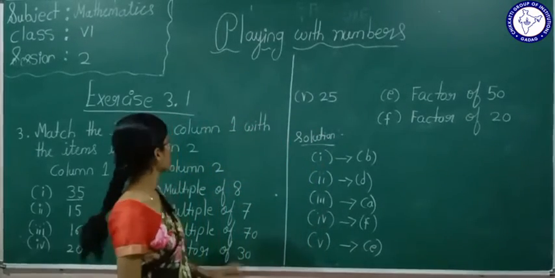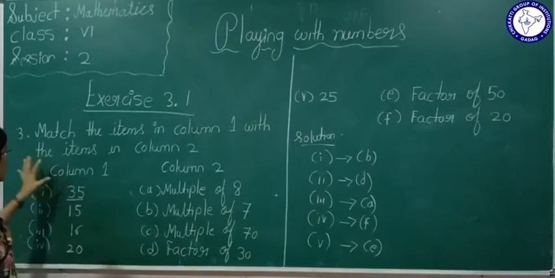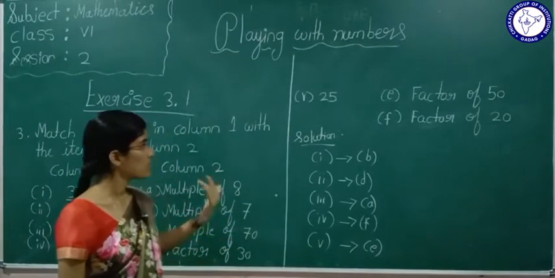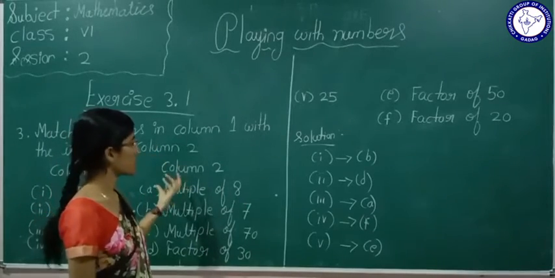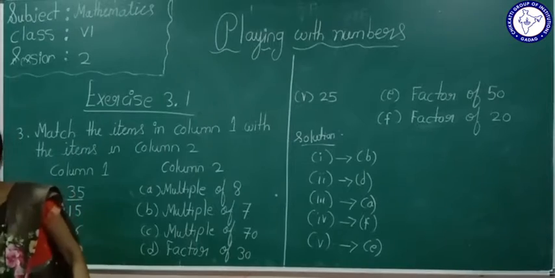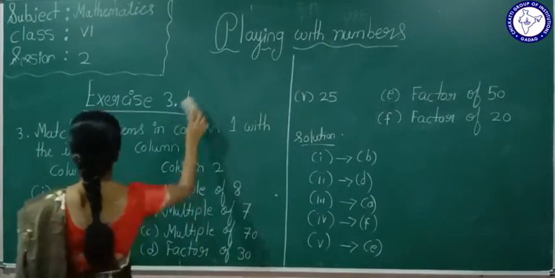So this is about exercise 3.1 third main. Fourth main you solve by yourself. So here this exercise 3.1 we are going to complete. The next concept we are going to see, that is prime numbers.